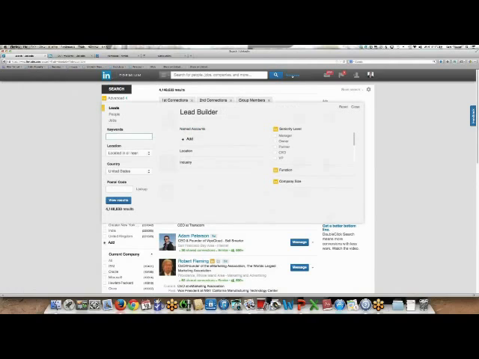Now, because I have the premium version, my interface may look a little different than yours, but they're all basically the same in giving you some of these data fields to search upon.